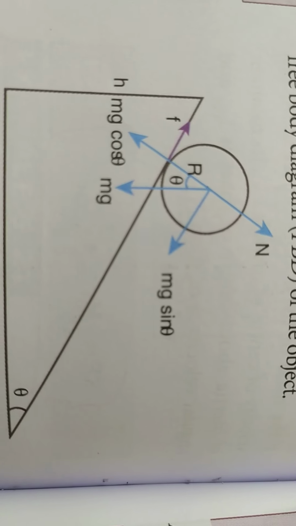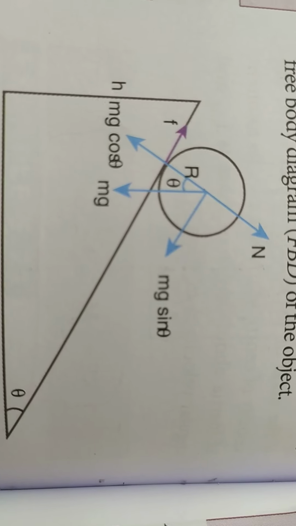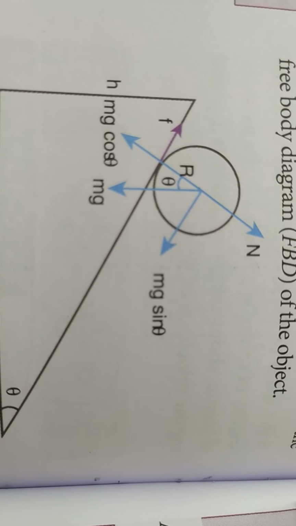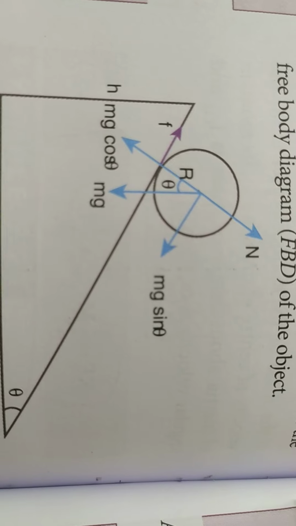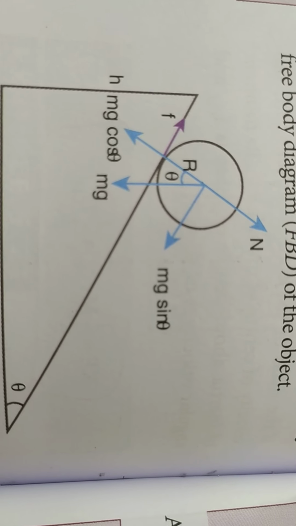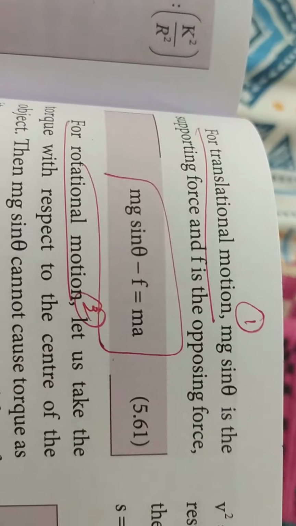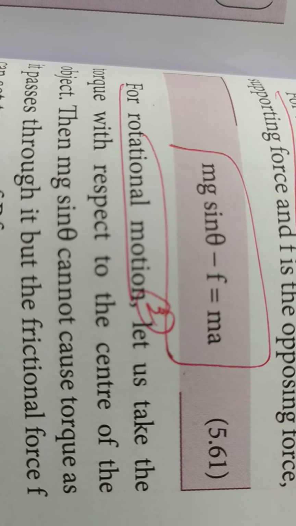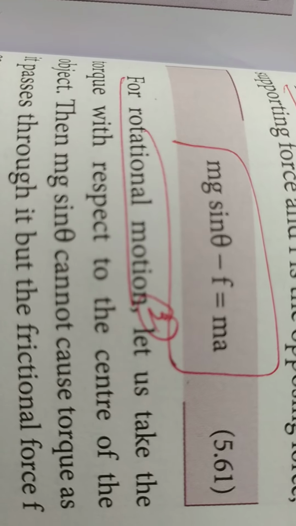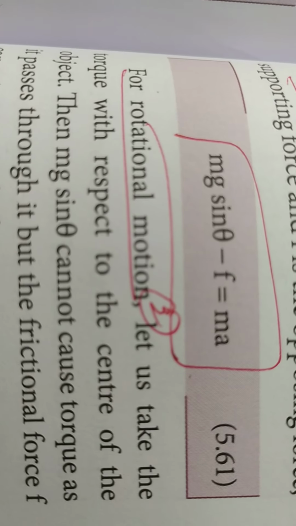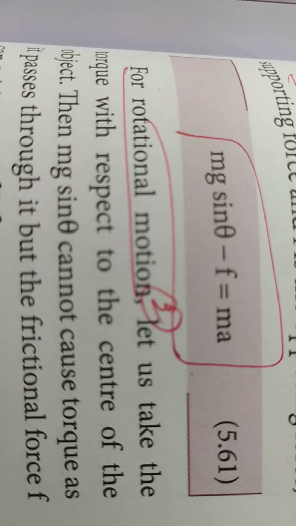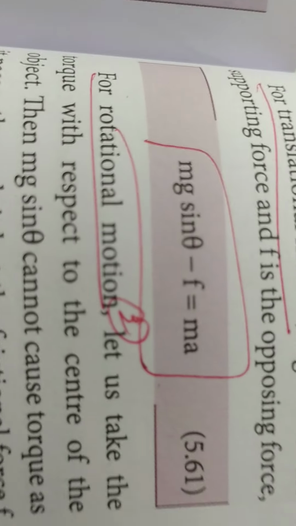Whereas when you see mg sin theta and F, they are opposite in direction. mg sin theta is from left to right and frictional force is from right to left. So for translational motion, you have to consider mg sin theta minus F is equal to ma. Here F means frictional force. Here this is given a negative sign because it acts in the opposite direction. So this is equal to ma. This is for translational motion.